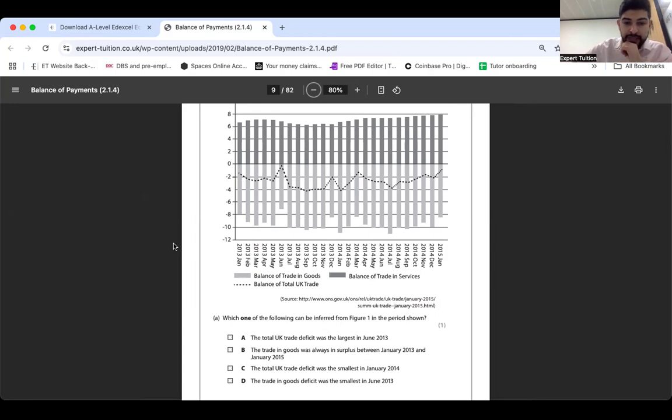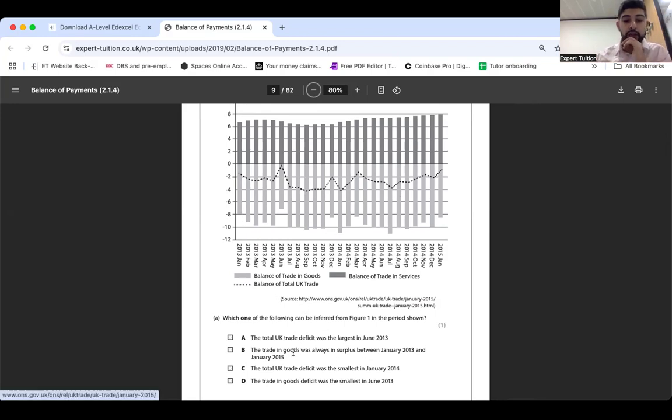The total UK trade deficit was the largest in 2013. Well, no. In June 2013, it's the smallest because it's nearly balanced. The largest deficit occurs here in January 2014. Well, actually, equally with this one as well. So, no, it's not A. B, the trade in goods was always in surplus. Well, that's already wrong. Trade in goods is in deficit at every point in time in that period. So it's obviously not that.